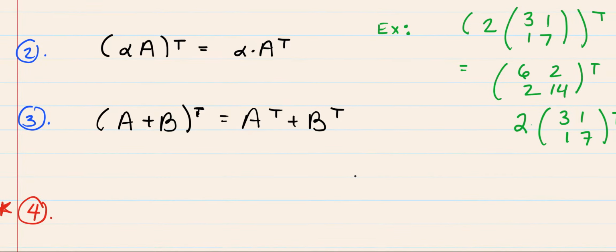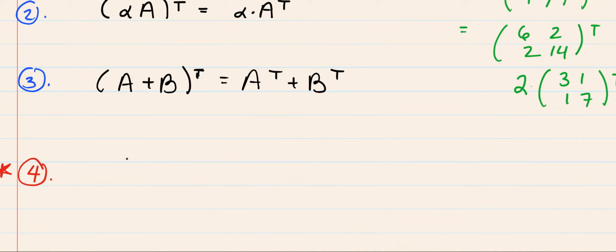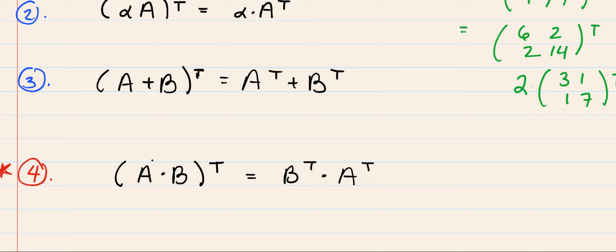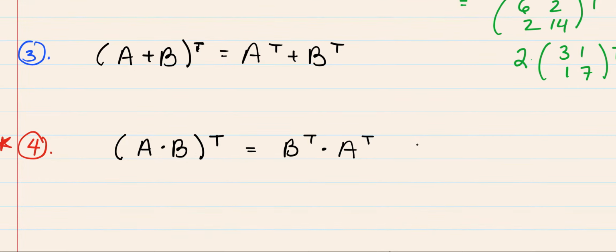Now the last property, which is actually not obvious, is that if we have 2 matrices, A times B, and we multiply them and we want to take the transpose, this is the same thing as taking the transpose of the one in the back and then multiplying it with the transpose of the one in the front. So it's not A transpose times B transpose, it's B transpose times A transpose. Be careful with that. Okay. We're going to do actually an example of this number 4 here.